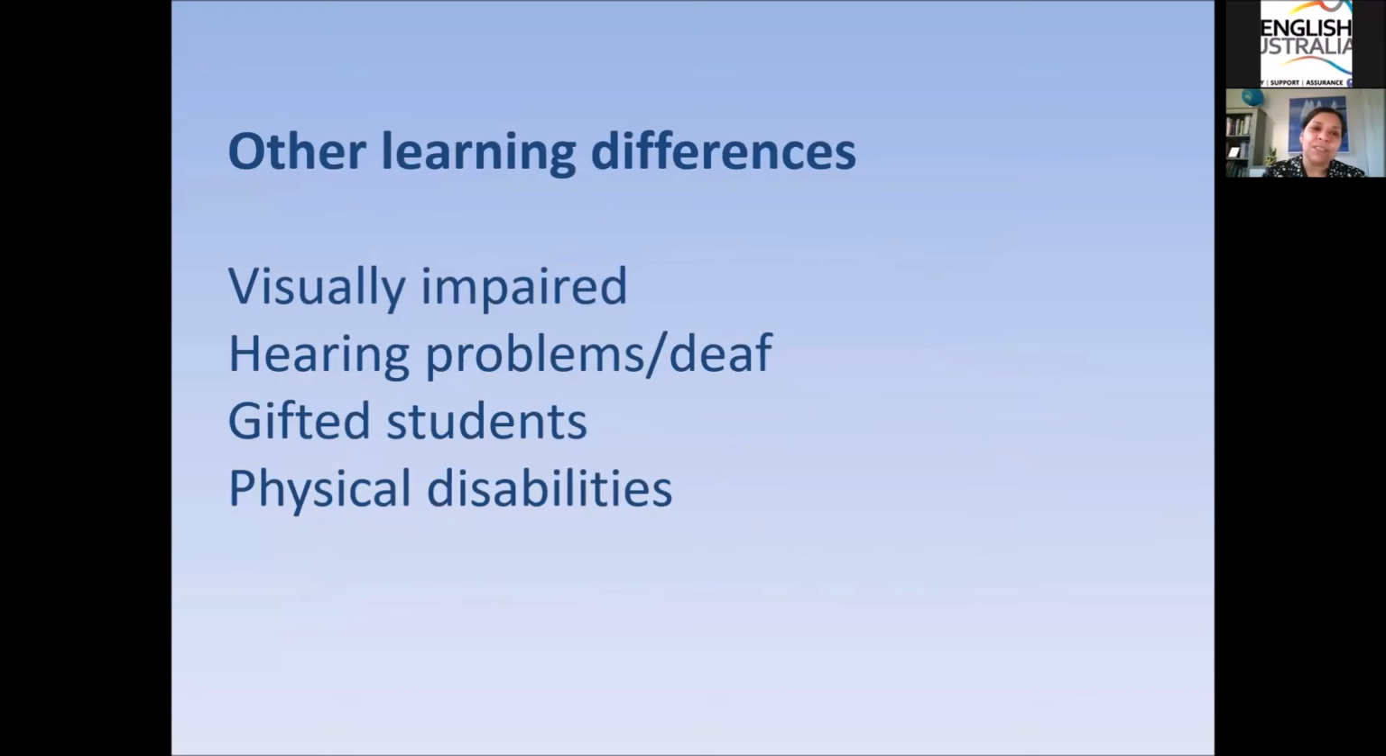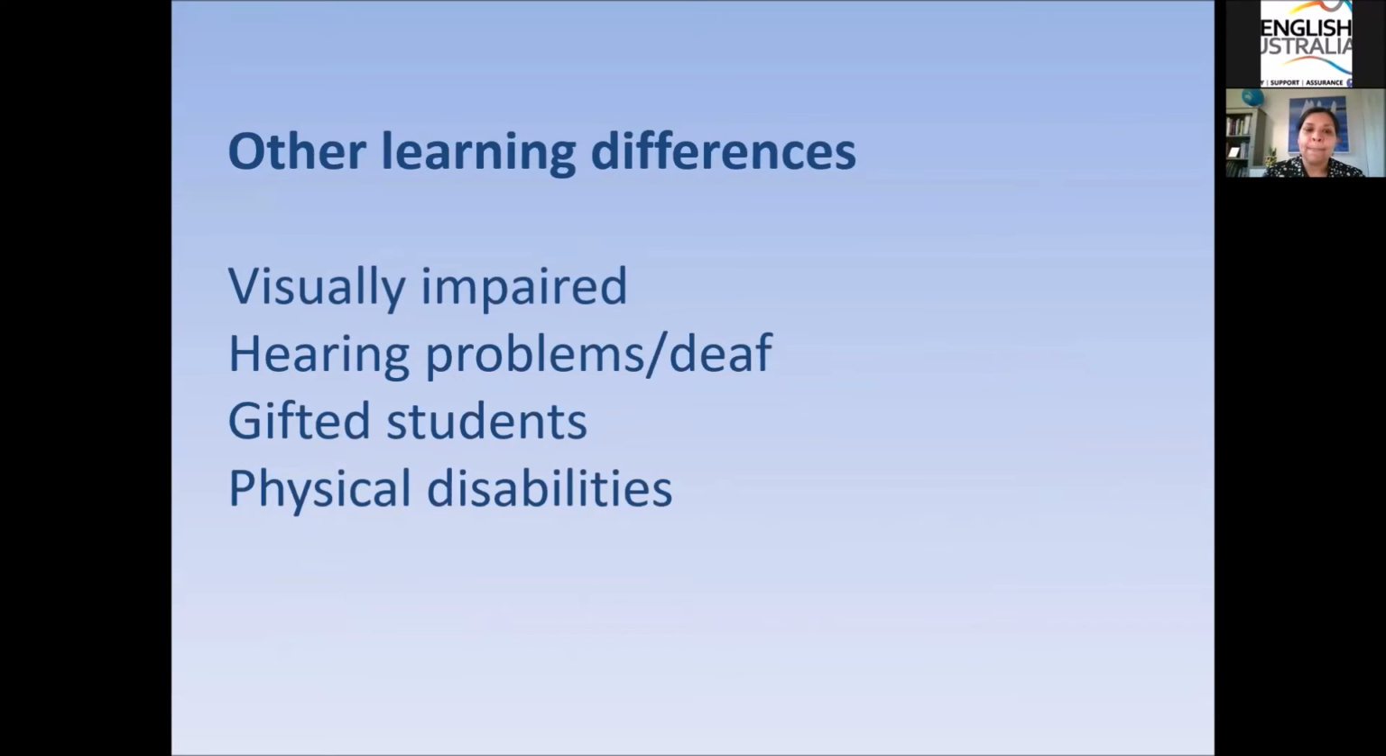Other learning differences that we sometimes forget. So we have visually impaired learners who perhaps sometimes don't know they're visually impaired, but are having problems. Others may be aware of that. People with hearing problems or who are deaf. Going back to visually impaired, it's such a wide spectrum for that as well, and the way visual impairment impacts learning.